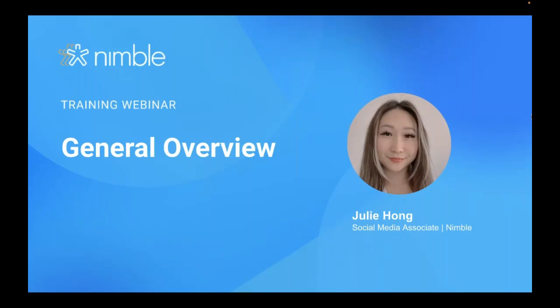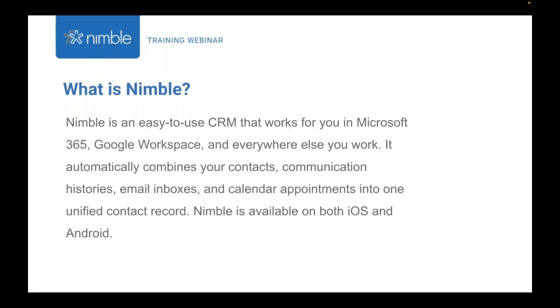So I would like to take a minute to introduce Nimble. Nimble is an easy-to-use CRM that works for you in Microsoft 365, Google Workspace, and everywhere else you work. It automatically combines your contacts, communication, histories, email inboxes, and calendar appointments into one unified contact record. Nimble is available on both iOS and Android as a mobile app as well.